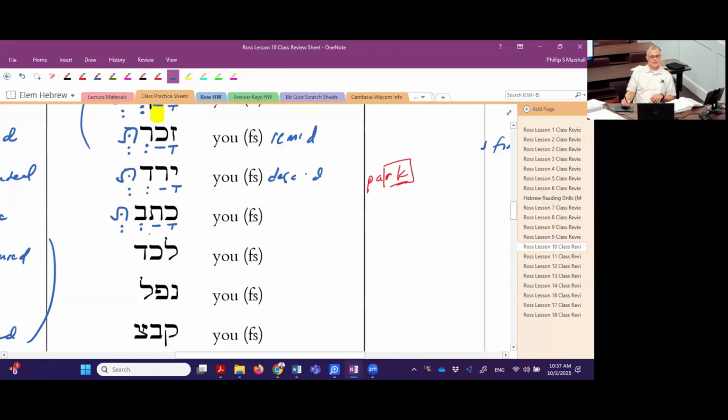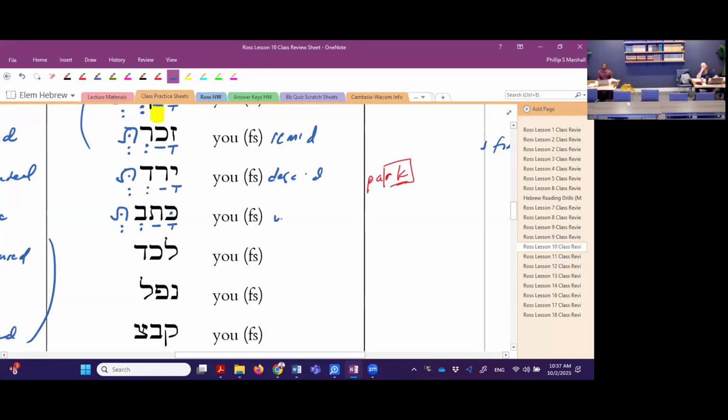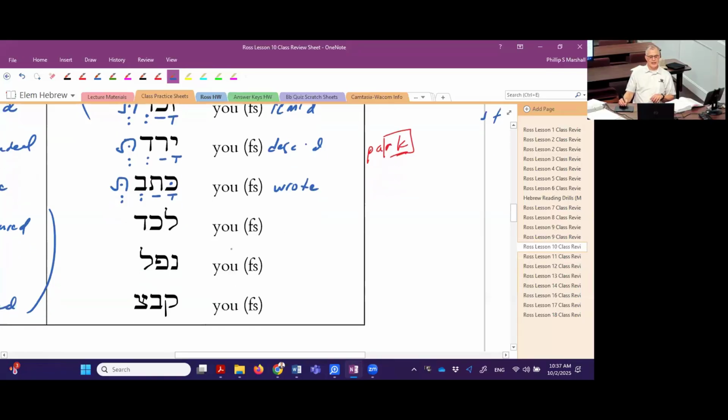All right. So two silent shavas. Do I need an accent over the tav? No, but I do need a dagesh in the kaf. So what does katav mean? You wrote. So go ahead and do the last three on your own. And I'm going to do them here. And then we'll just immediately compare with mine. You don't need to compare with each other. Hurry along.